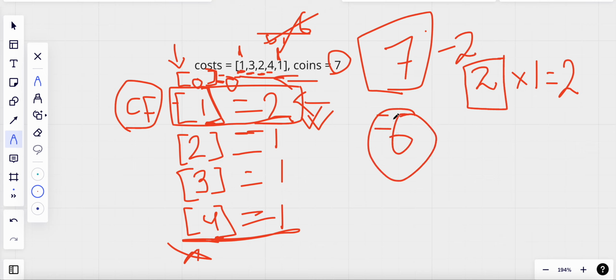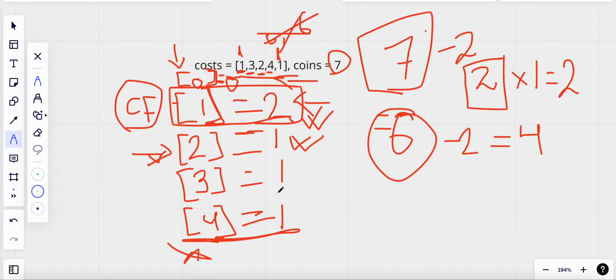Now we move on to the next value here, and we see the cost is equal to 2. Is 2 greater than 6? No, it's not. Since 2 is less than 6, we can still buy this ice cream, and since its frequency is 1, we are able to buy it. We subtract the cost of the ice cream, 2, and the remaining amount is equal to 4.